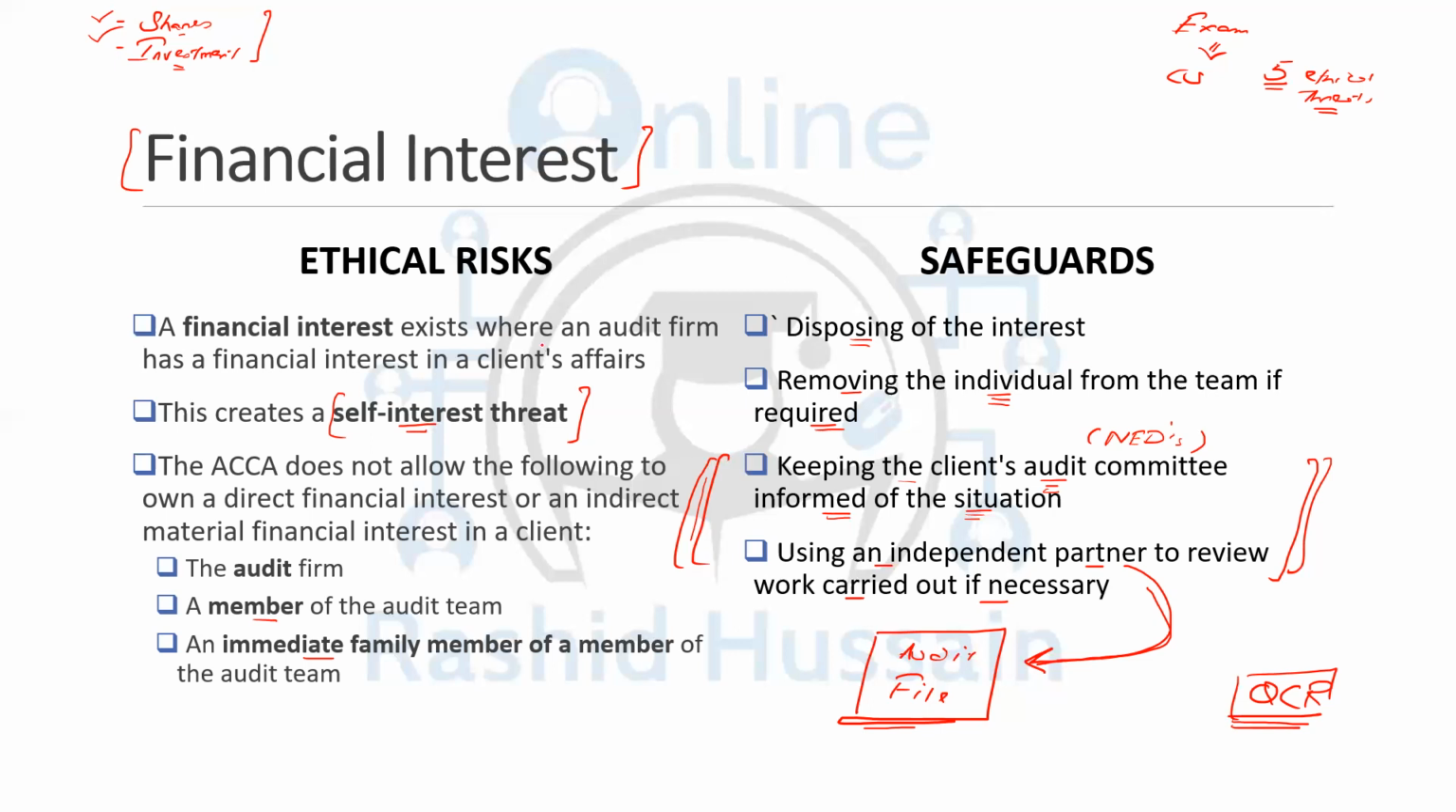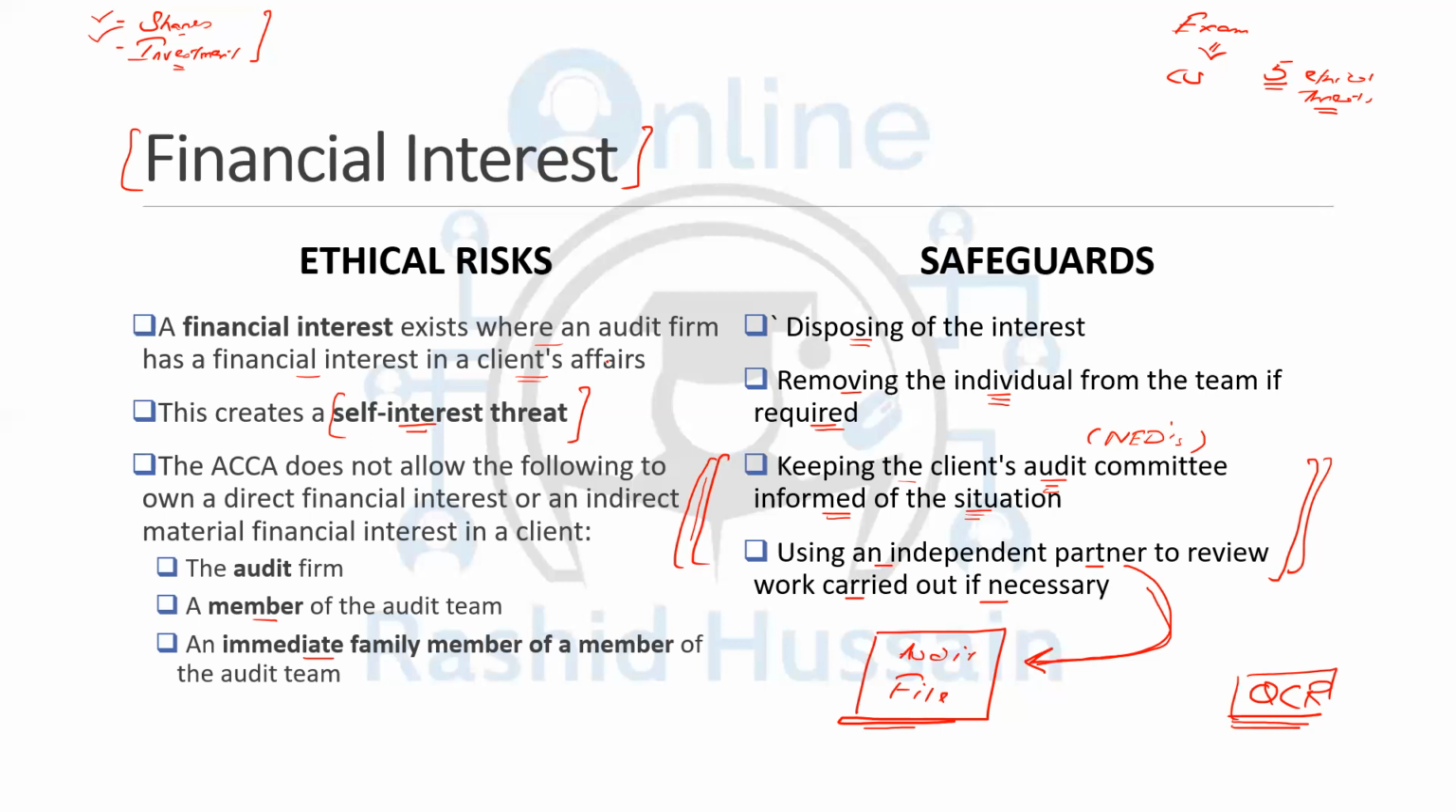So a financial interest exists where an audit firm has a financial interest in the client's affairs. So it's sort of shared investment. This gives rise to the self-interest threat. And how is independence compromised? Because the auditor or the audit firm may not be in a position to challenge them just because they are concerned regarding their own financial losses.